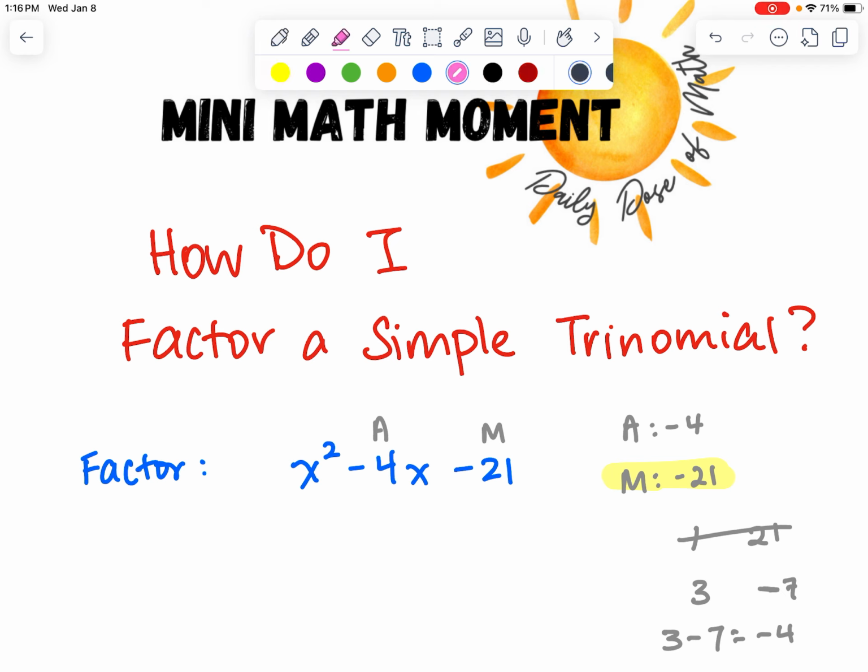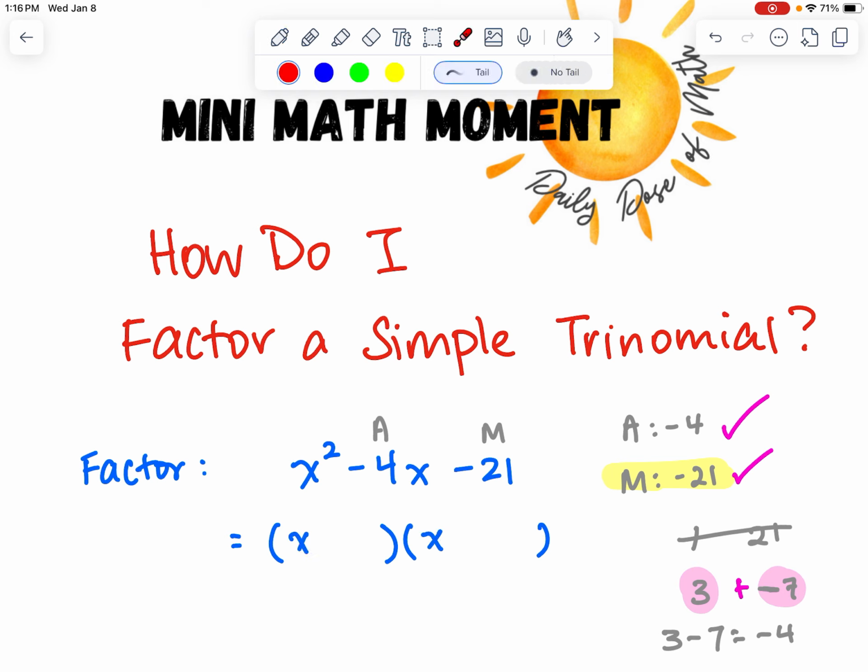When you think you have your answers, I recommend taking a quick moment to double check that you got the right answers. So do these two numbers add to -4? Yes. Do they multiply to -21? Yes.